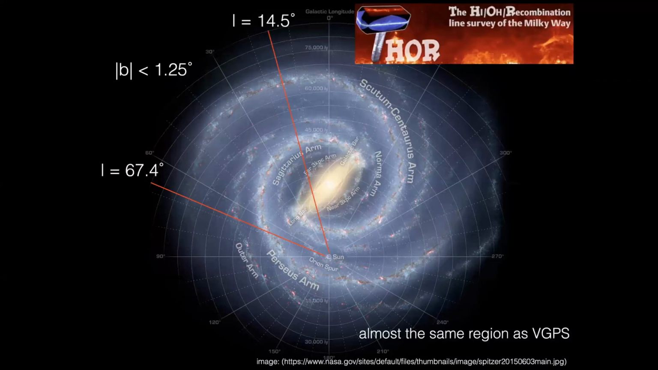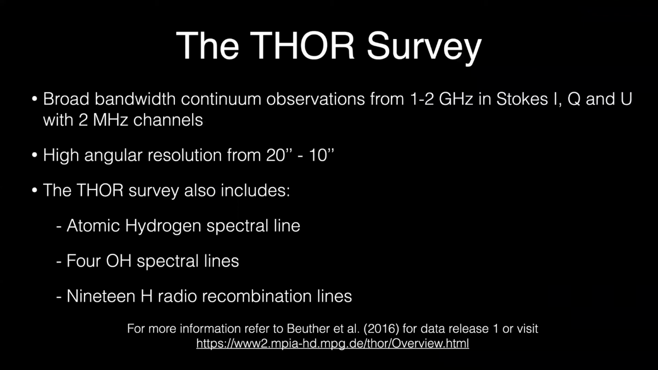The H1OH recombination line, or Thor survey, observes the inner galaxy from longitudes 14.5 to 67.4 degrees with a latitude range of plus or minus 1.25 degrees. The Thor continuum observations range from 1 to 2 gigahertz in Stokes I, Q, and U, with channels of 2 megahertz and an angular resolution of 20 arcseconds on the low frequency side to 10 arcseconds on the high frequency side. The survey also includes atomic hydrogen spectral line, 4 OH spectral lines, and 19 hydrogen radio recombination lines.